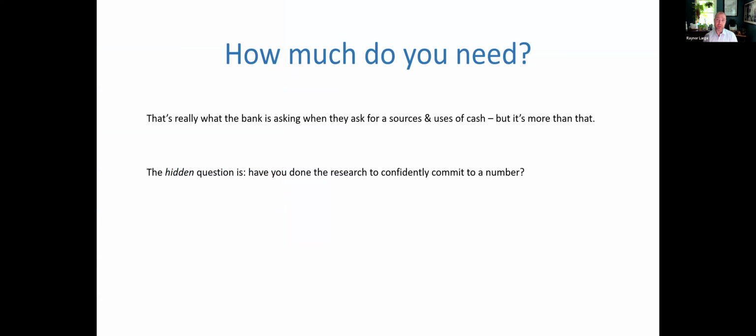So the uses of cash is really the question of how much do you need? That's what the bank's asking when they say, can you provide us with a sources and uses, right? And there's a hidden question in there. If you show up to a lender and you say, I think I need $500,000, well, that shows a lack of responsibility around the education and understanding and research about exactly what you need confidently to move forward. And when you're talking to a lender or an investor, confidence is a big part of that conversation, right? To be able to say, I know exactly what I need, and I've done the research to make sure that I will be and remain viable looking ahead.